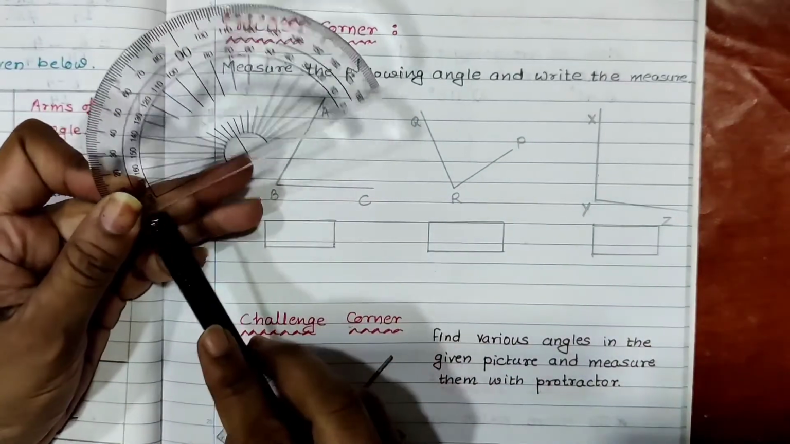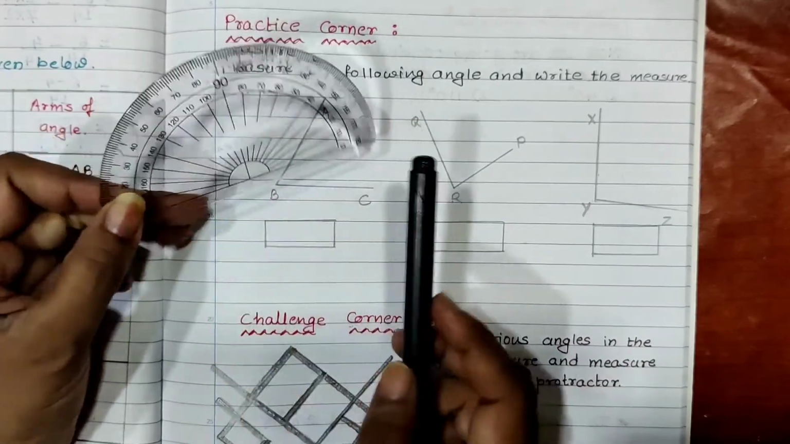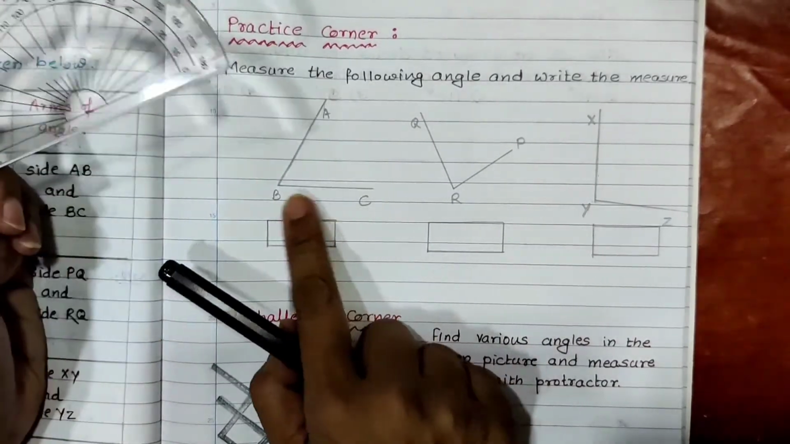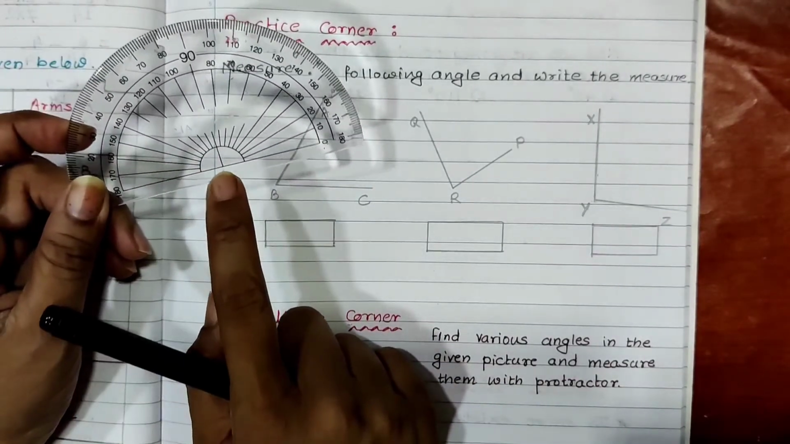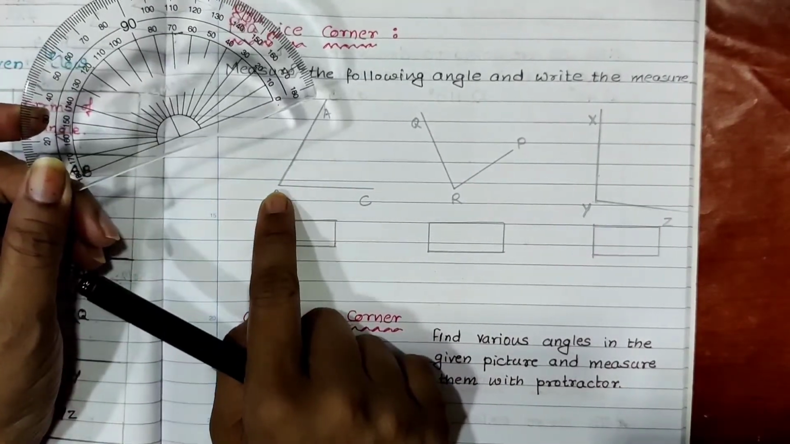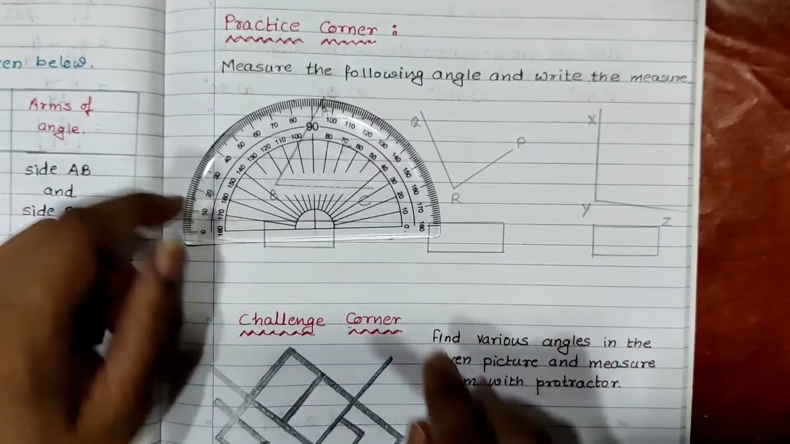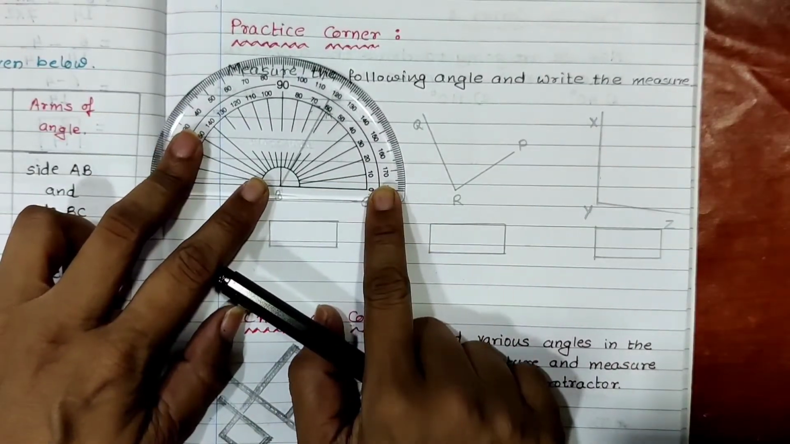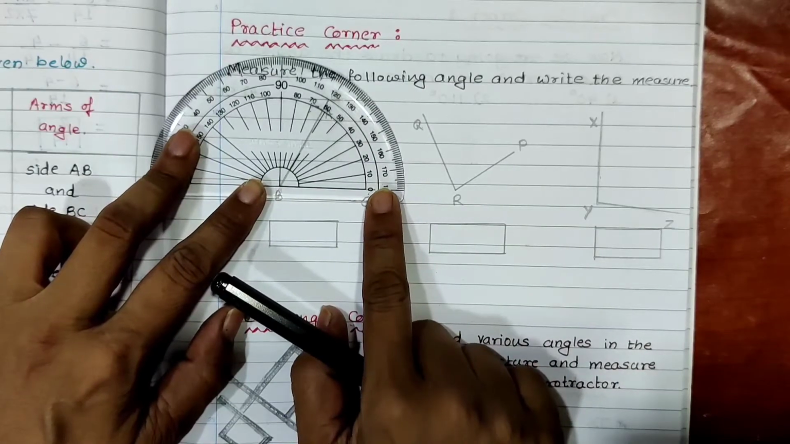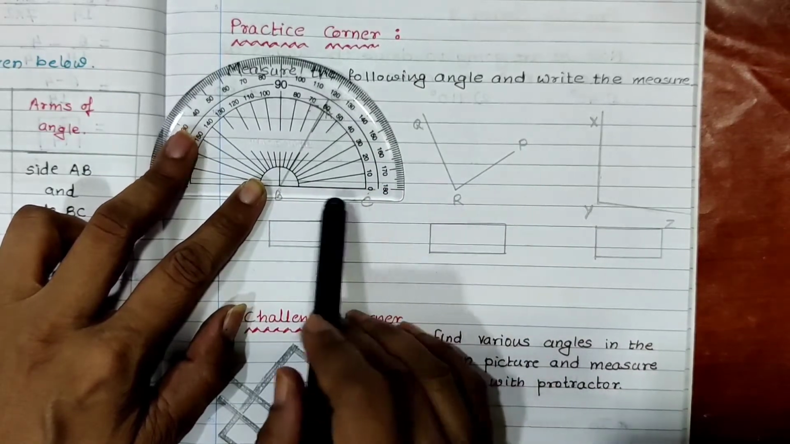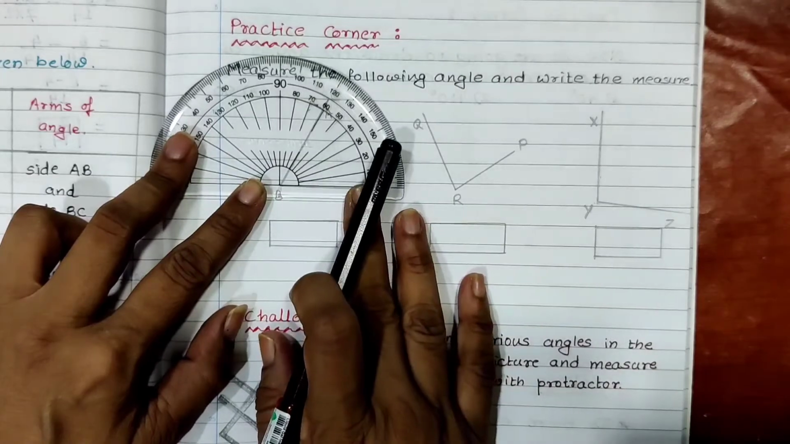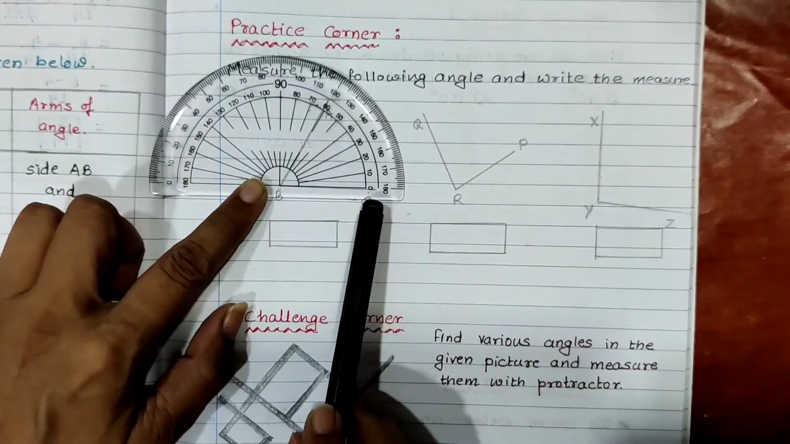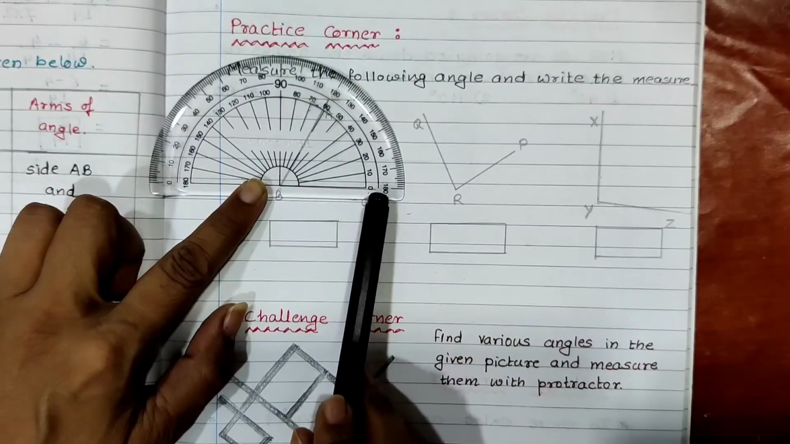So this baseline of the protractor should match with one of the arms. It should match with this side BC, and this midpoint of the protractor should be kept properly on this vertex B. So keep it properly on vertex B, and this baseline should match with side BC. So as you all can see, this is passing through 60 degrees. We can start counting from 0 on the right hand side.